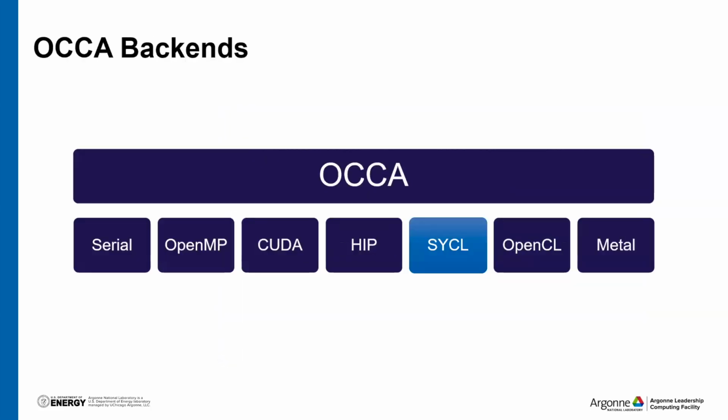So the current backends that are implemented are listed here. I would say the preferred backend for Aurora is the SYCL backend. I have used the OpenCL backend even somewhat recently, but I think it has less support and attention. So use that at your own risk, if you will.